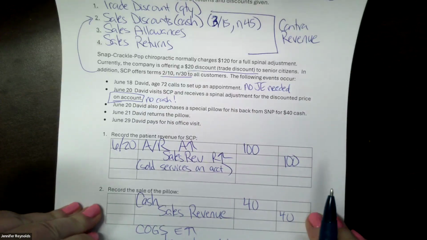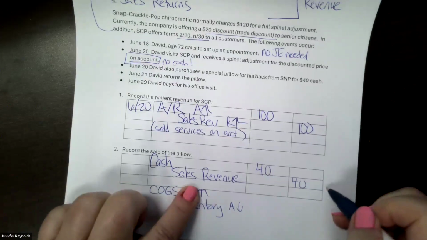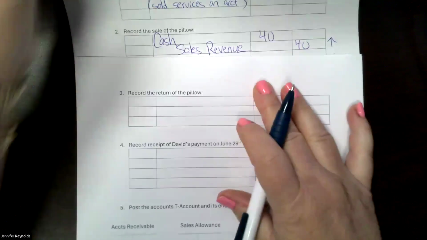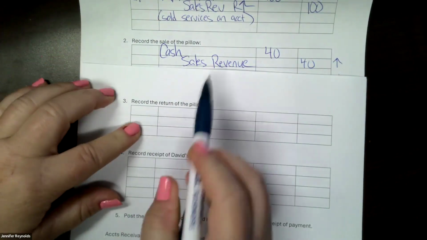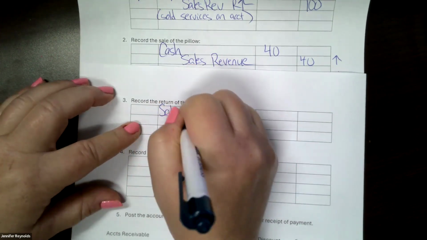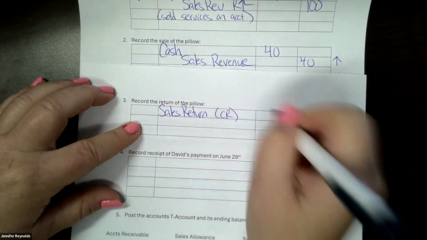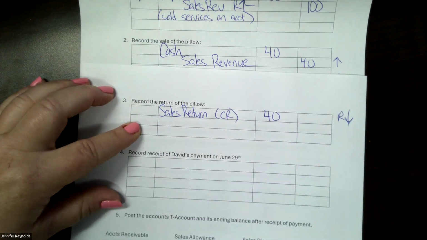Okay, now we get to June 21st, and David wants to return this pillow, y'all. Notice how the revenue went up here when he bought it. So we need that revenue to come back down now that he's returning. What will he record? Well, to make revenue go down, I need a debit, but instead of debiting the revenue account directly, I use that contra revenue called sales return. We'll call that a contra revenue. And so that's going to make my revenue go down by that 40 bucks.